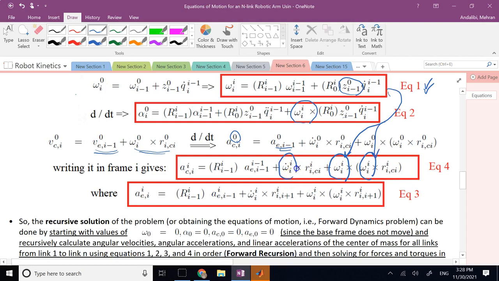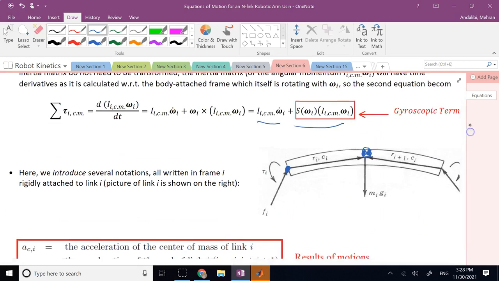Omega dot, I can get it from this alpha relation. And the only thing remaining is what is the acceleration of the left node, or any specific node that I know something about. Where do I get it? You get it from the previous link, correct? Because this node on the left is the intersection point between link i and link i minus 1, correct?